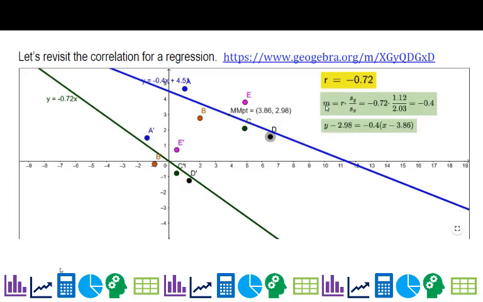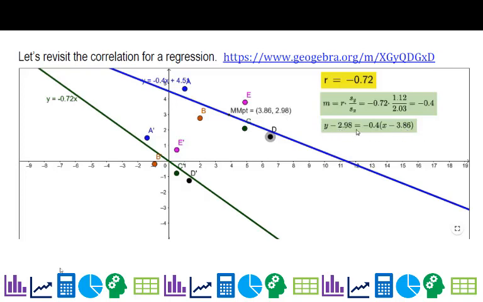And here we have the formula for slope on your math chart. That's called B instead of M. And there is the standard deviation of Y and the standard deviation of X. So it's automatically calculating those. And you can see here is the mean point. So the mean X value is 3.86, which is right there. And the mean Y value is 2.98.